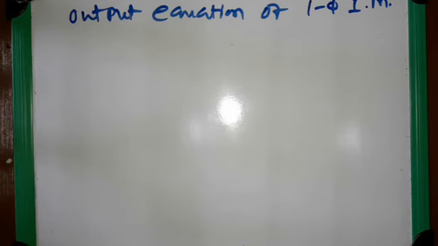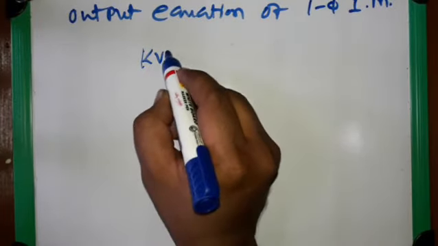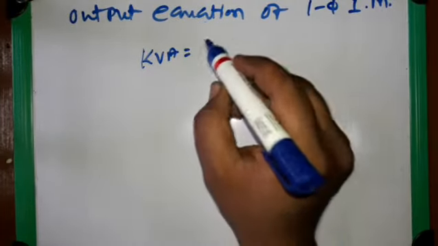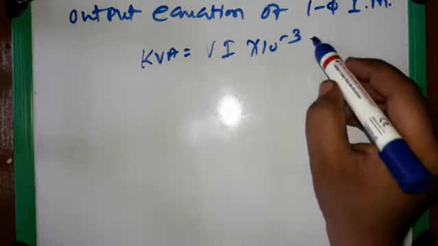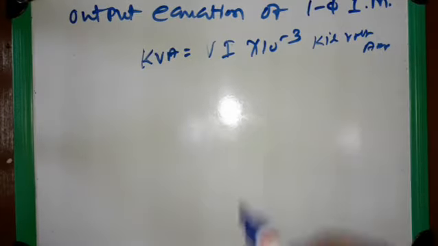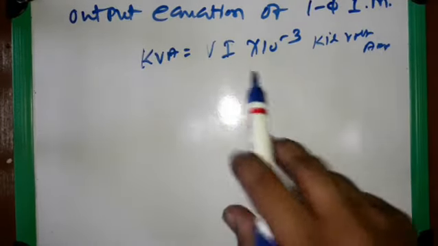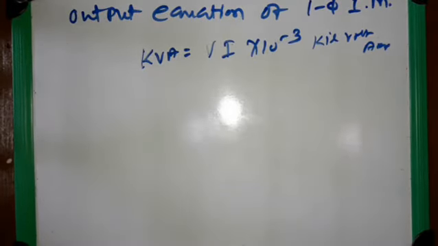Now find out the output equation of a single phase induction motor. First we write the output equation: kVA is equal to V into I into 10 raised to minus 3, in kilovolt-ampere. So V into I is our output. Now for the kilo, we have to multiply with 10 raised to minus 3.